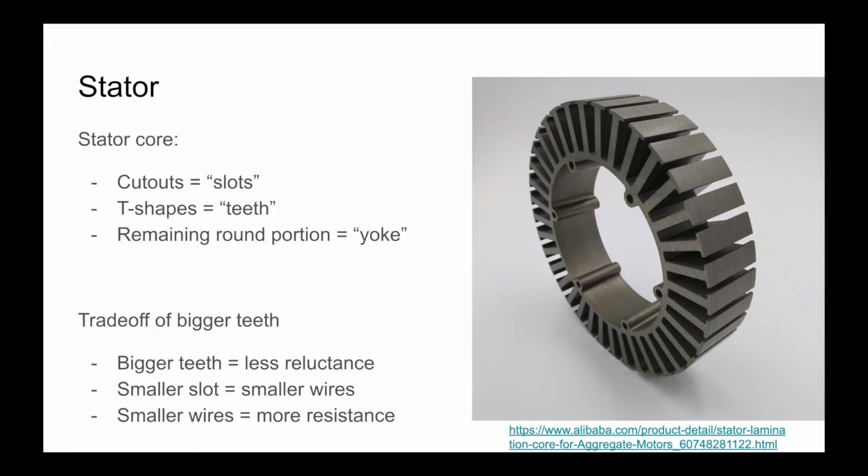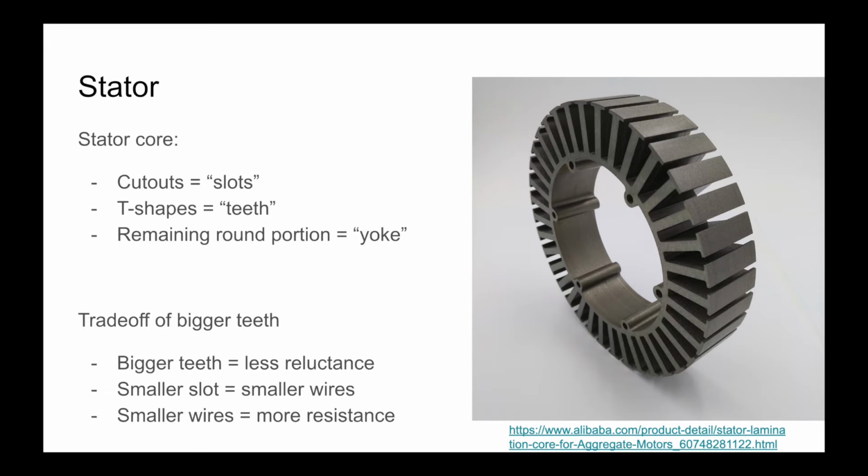The stator can be further broken down into a few subsections. The cutouts where the wires go are called the slots, and the remaining T-shaped portions are called the teeth. The remaining round portion closer to the center is called the yoke. Usually when we talk about the stator, we discuss the size of the yoke, the number of teeth, and accordingly design the size of the slots.